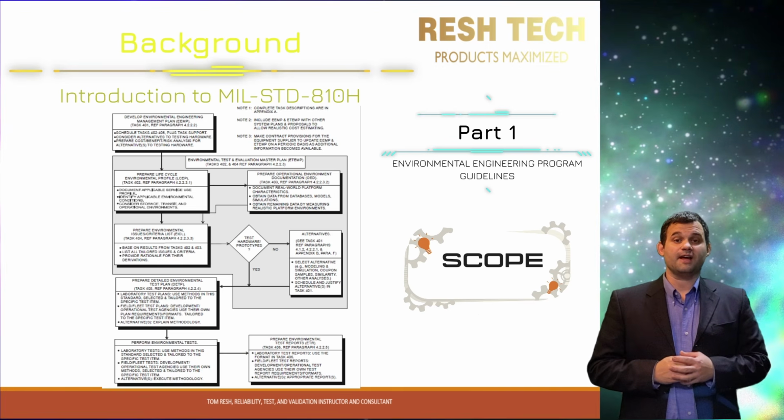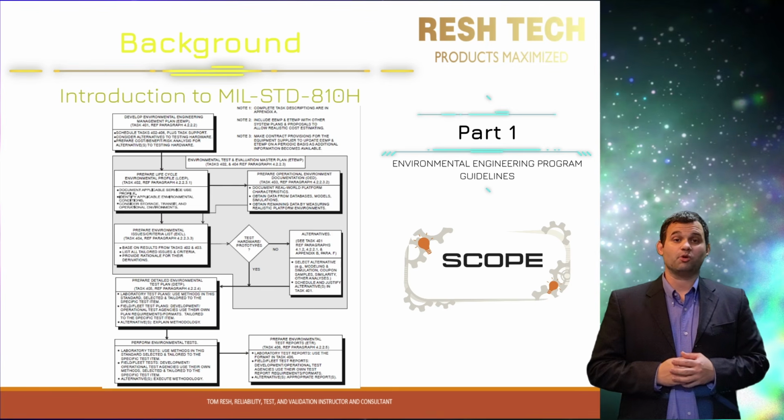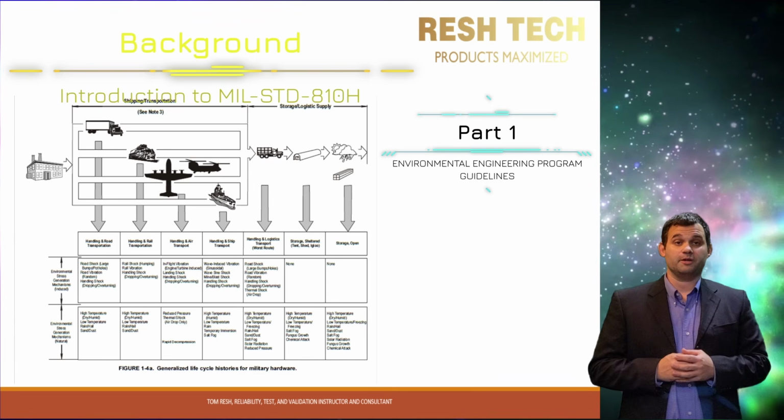Pictured is the generalized life cycle for military hardware. This figure covers handling, shipping, transport, and storage environments for military systems. If you don't know where to start, this is a good baseline.